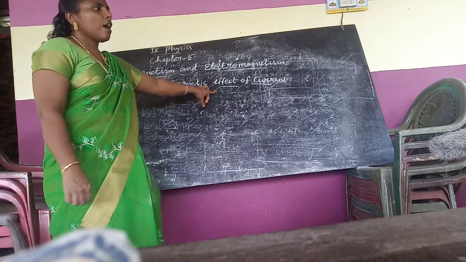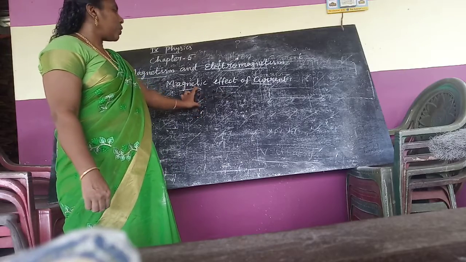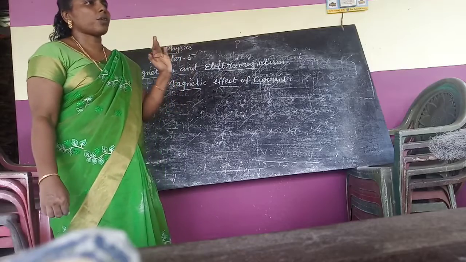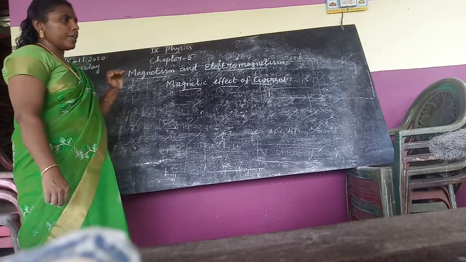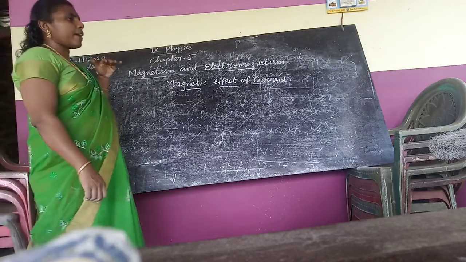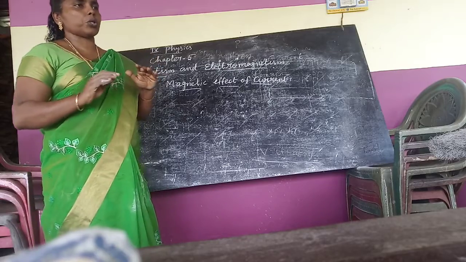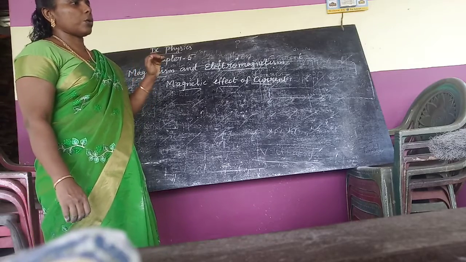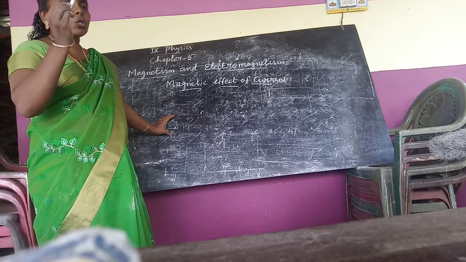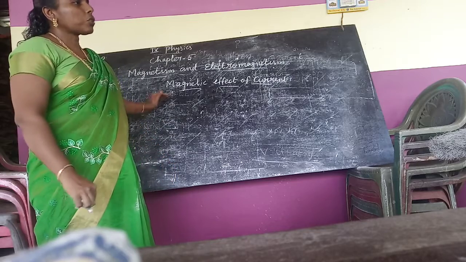Now see, the scientist Hans Oersted demonstrated an experiment about the magnetic effect of current in a class. On the table he kept a magnetic compass, and he had a circuit. The current passes through the circuit. When he switched on the circuit, the magnetic needle showed deflection. That means the needle moves here and there. That's a deflection.